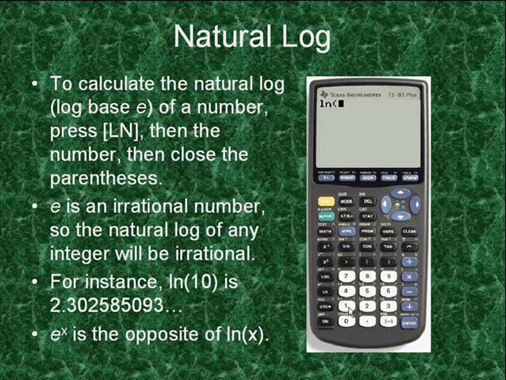In addition to log base 10, natural log, log base e, can also be computed. The ln, natural log key, is used in the same way as the log key. E, roughly 2.71828, is a mathematical constant just like pi. It's used in many mathematical expressions, including growth and decay models. E to the x and natural log of x are complementary operations just like 10 to the x and log of x.